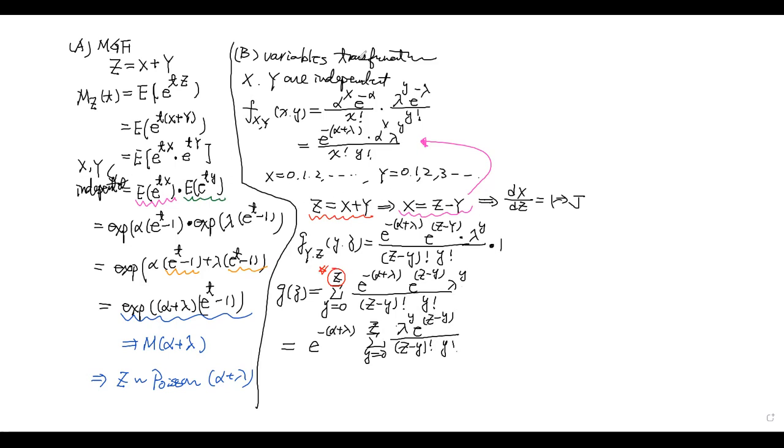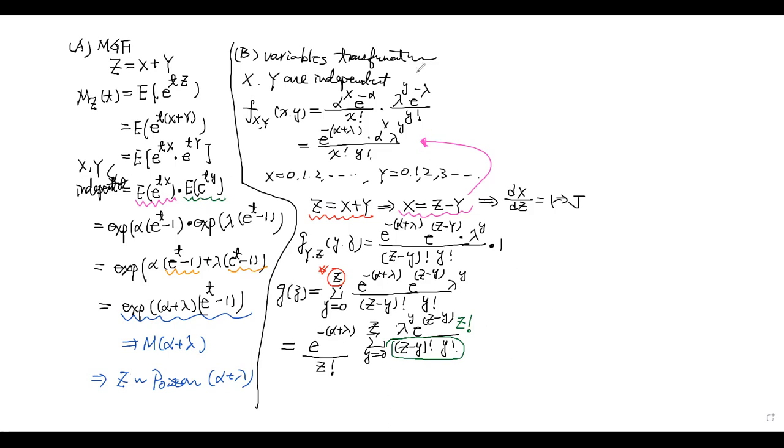Okay, so the next step is a pretty important step here. If you look at this z minus y factorial and the y factorial, it's very similar to the coefficient of the binomial expansion. So I said, well, how about if I have a z factorial here? Of course you cannot just arbitrarily add a z factorial. So what do you need to do here? I need to divide by z factorial here.